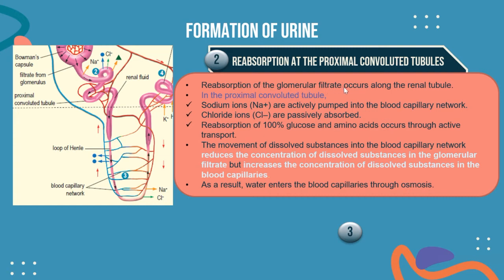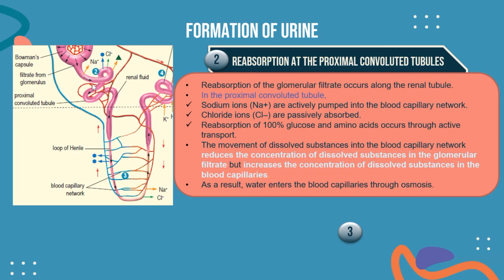Reabsorption of the glomerular filtrate occurs along the renal tubule. So you have to know that reabsorption is the movement of substances from the renal tubule to the blood capillary, and it occurs along the renal tubule. The renal tubule refers to the proximal convoluted tubule, loop of Henle, distal convoluted tubule, and also the collecting duct.